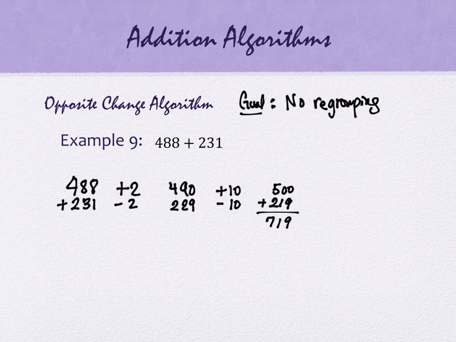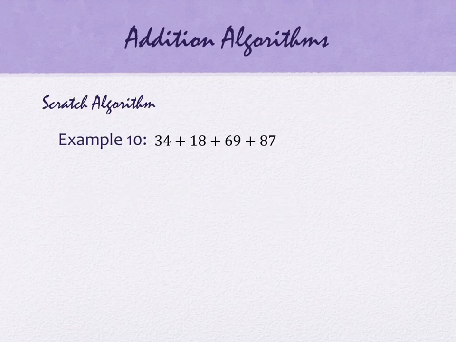Okay. The next one, scratch algorithm, you'll notice that the problem is set up quite different than the other ones we've done. I don't have a 2-digit or a 3-digit or even a 4-digit number. I have a list of numbers, like there's a bunch of them, right? Okay, so we're going to write them vertically.